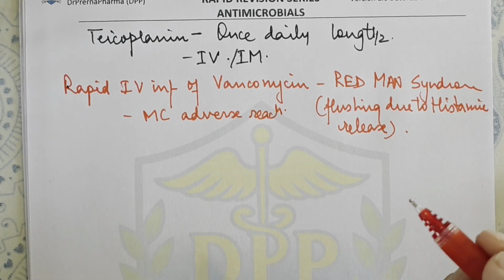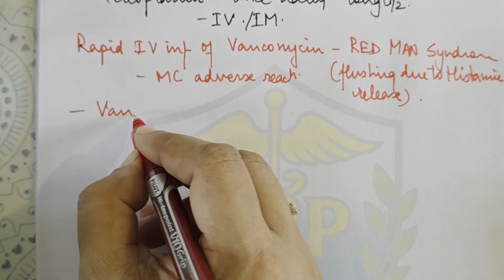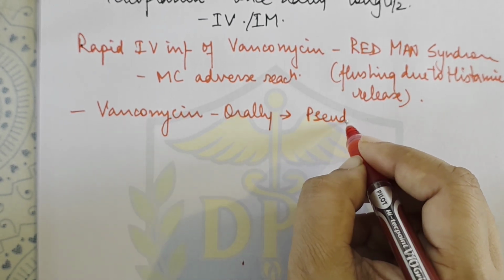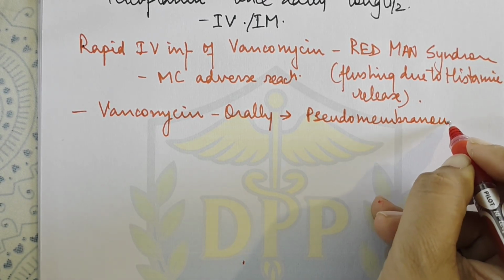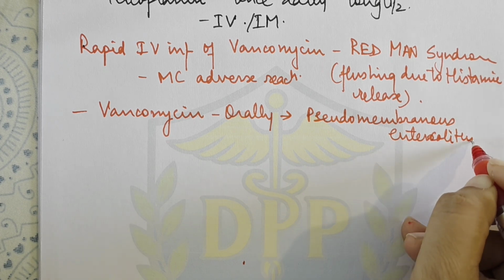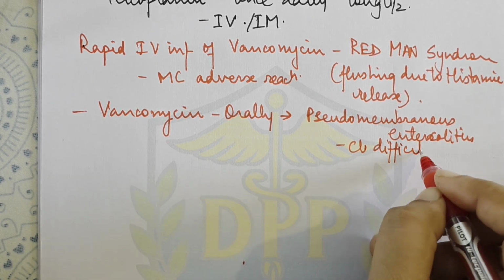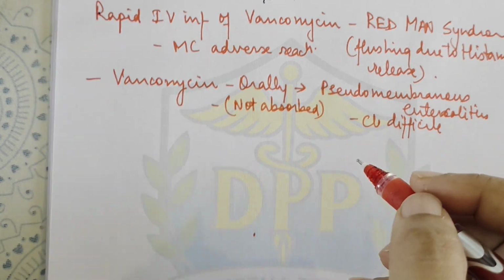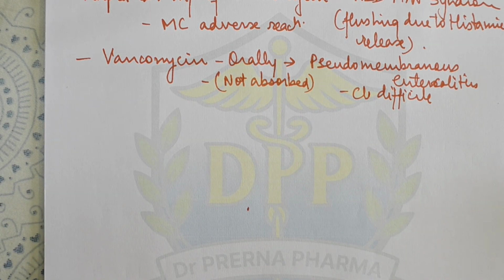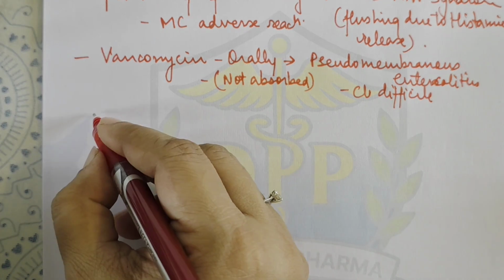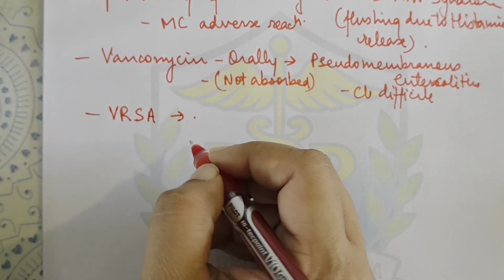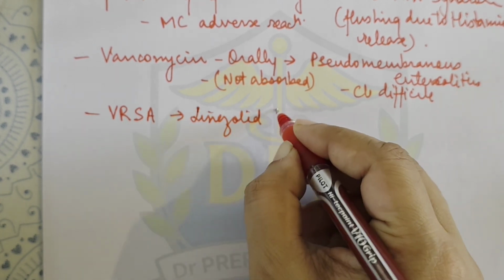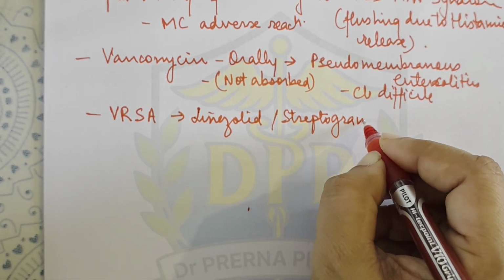Then other points. Vancomycin is used orally to treat pseudomembranous enterocolitis caused by Clostridium difficile, because it is not absorbed orally, and so it acts at a local high concentration as it reaches the colon. Then vancomycin resistance can develop. I have told you vancomycin resistant Staph aureus, VRSA, are there. Then they are treated by linezolid or streptogramins.